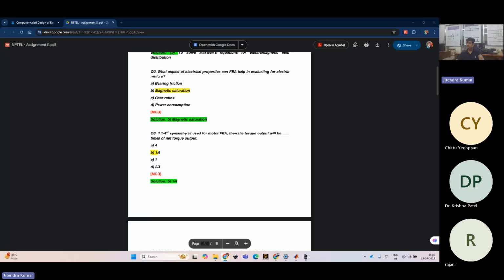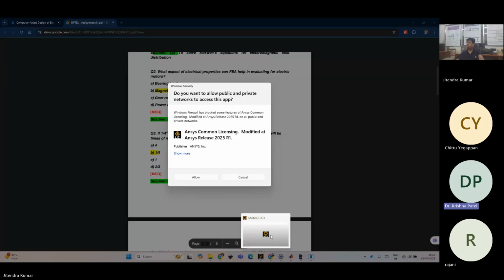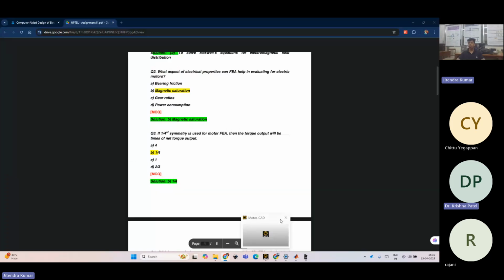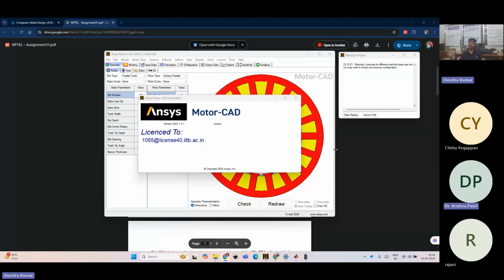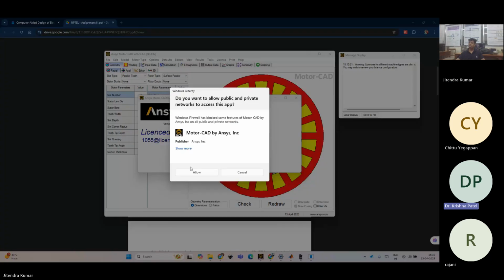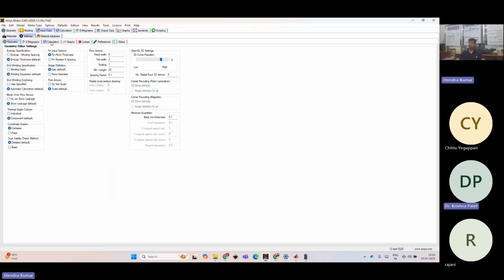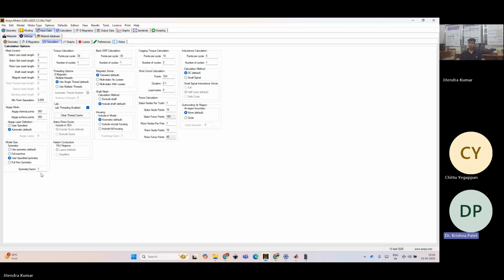I did this in the last session in great detail. I'm opening MotorCAD for you. You are familiar with the symmetry option in MotorCAD? Yes, sir. Then you simulate once with a symmetry factor and then simulate it with the full model. If you go to the settings, in the calculation, here is the symmetry. How much symmetry factor do you want?